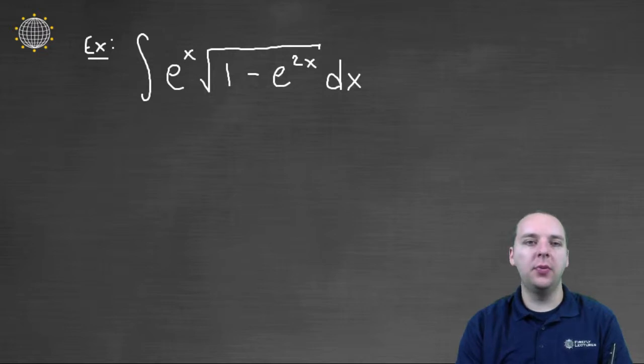For this example, we're being asked to integrate e to the x times the square root of 1 minus e to the 2x. And so as with most integrals, what you have to do first is decide, what integration technique is this guy going to be?